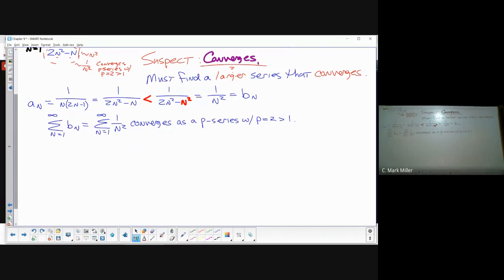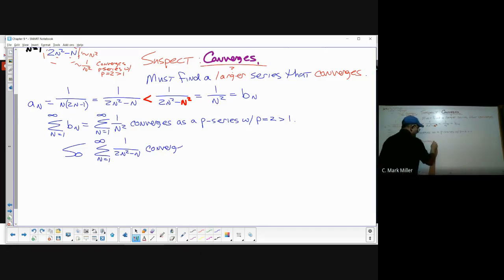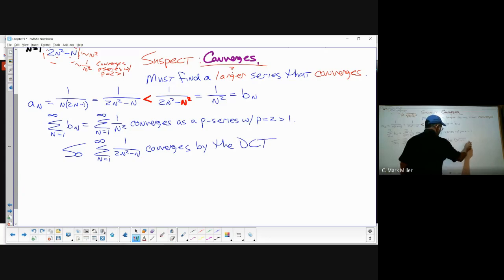What does that mean? So it converges by the direct comparison test.